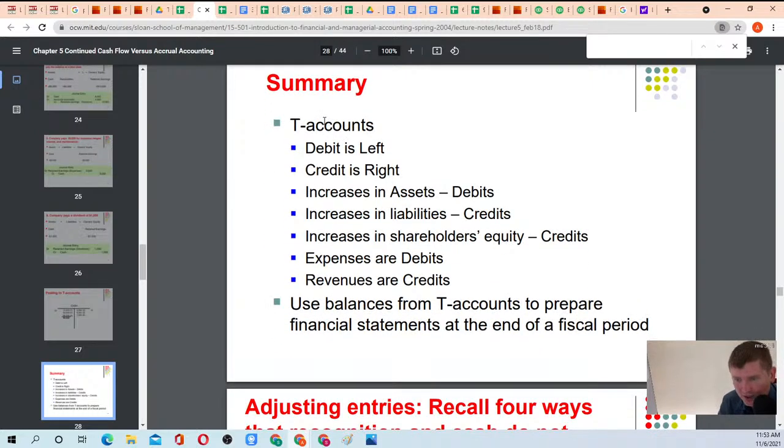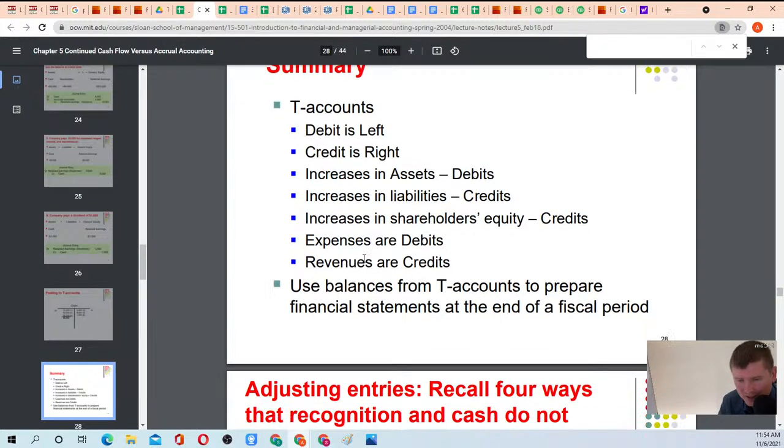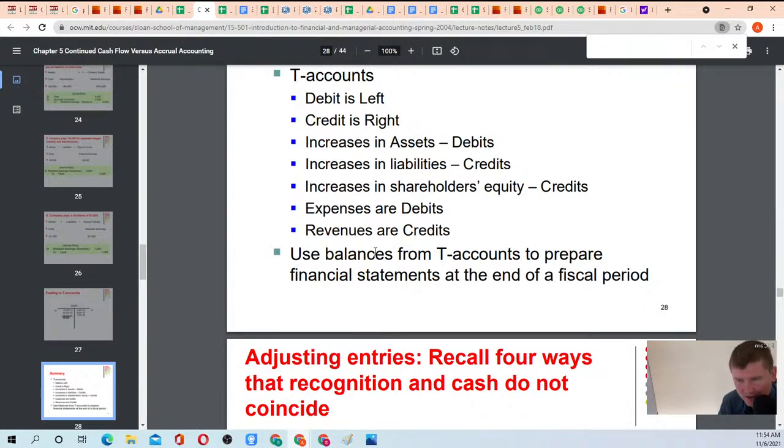So summary, T accounts, debit is left, credit is right. Increases in assets, debits, increases in liabilities, credits. Decreases in assets, credits, decreases in liabilities, debits, increases in shareholders' equity, credits, expenses are debits, revenues are credits.